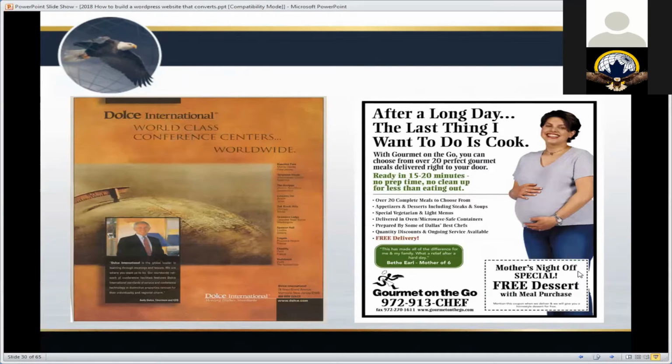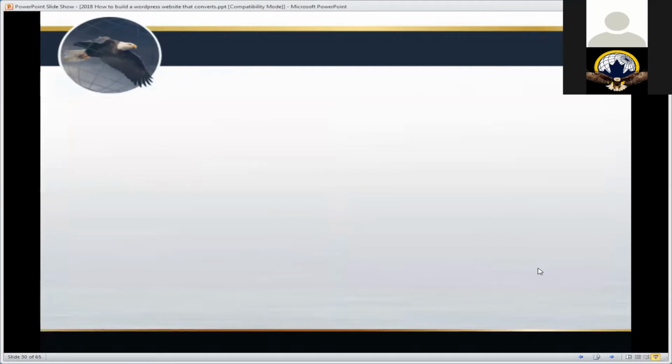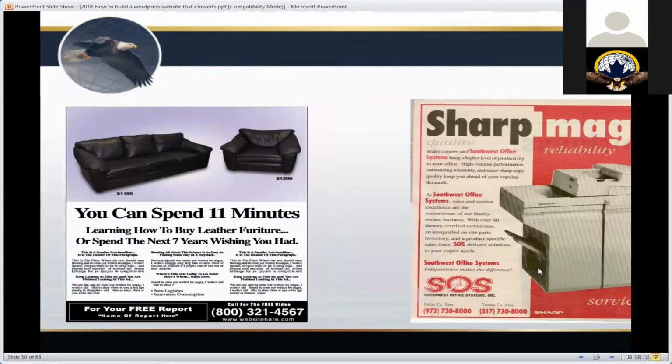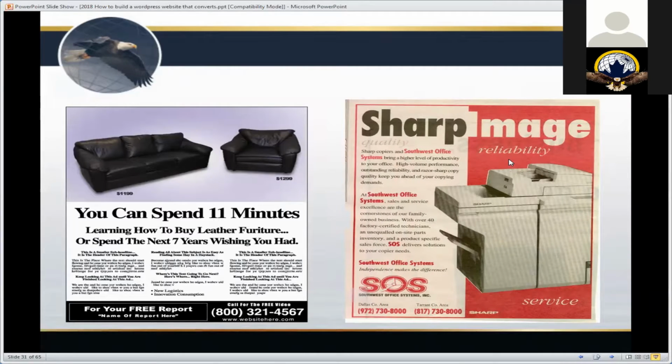And guess what? We have a Mother's Night Off free special. And that's exactly what you're looking for when it comes to your specific headlines. Here's another example. Here's a sharp image, all about reliability. I mean, can you put your name and quality in that? Are you able to duplicate that? Again, a $3,000 to $5,000 ad right over here.